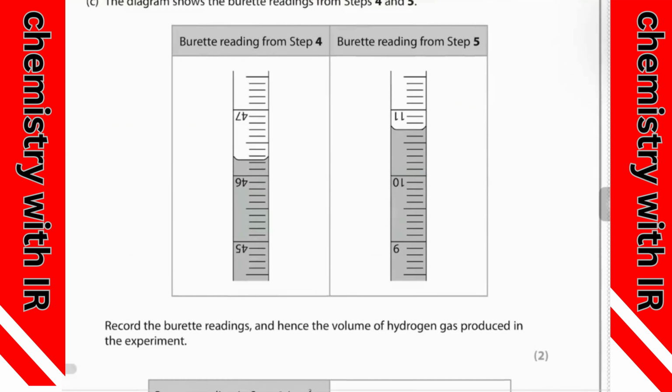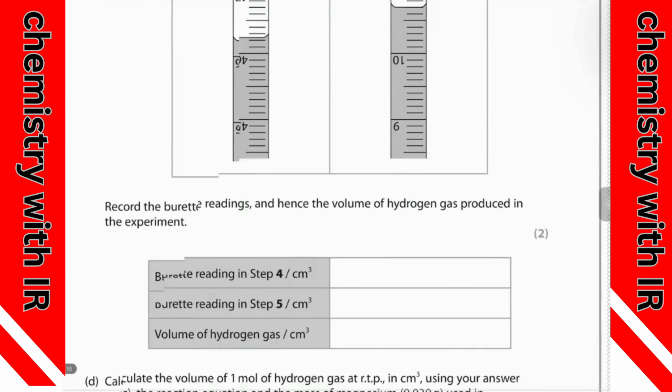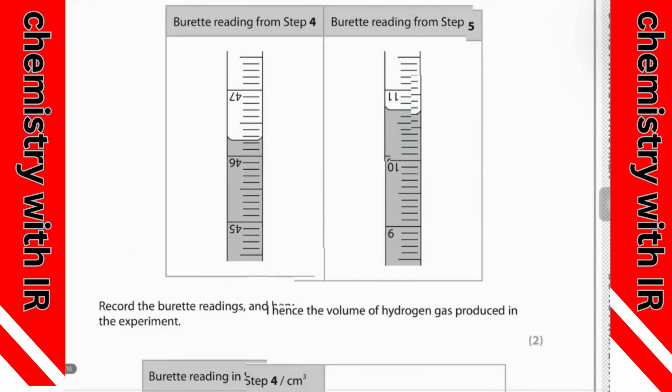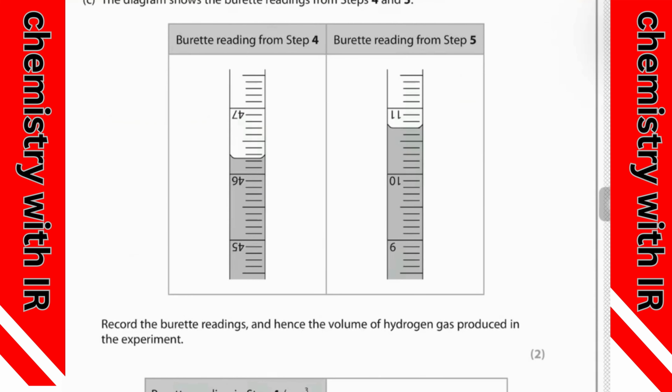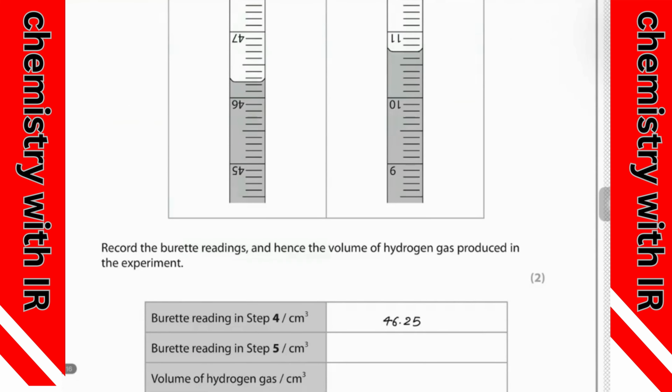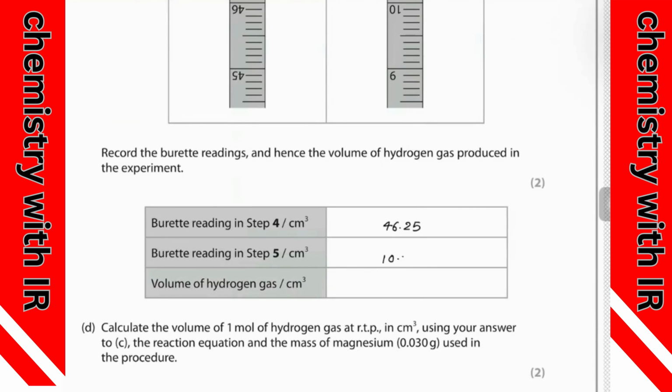The diagram shows the burette readings from step 4 and 5. Record the burette readings and hence the volume of the hydrogen gas produced in the experiment. Okay, so from step 4 and then from step 5. So you can see that it's 1, 2, 3, 4, 5, 6, 7, 8, 9, 10. It's 46.1, then 2, then 2.5, so 46.25. Okay. And in this, it's 10, 1, 2, 3, 4, 5, 6, 7. So it would be 10.7. Exactly, up to 2 decimal places, 10.70.